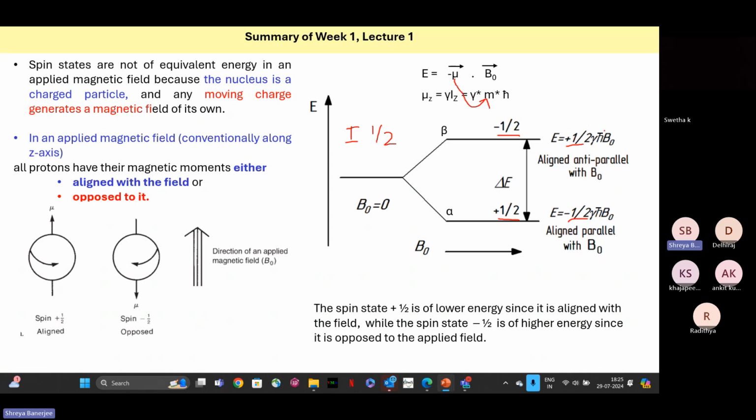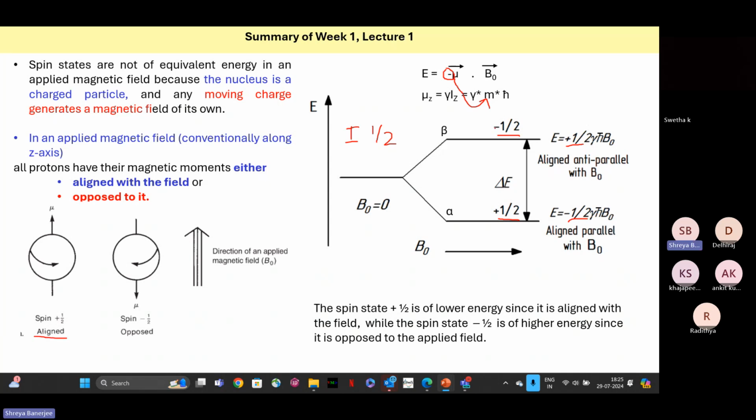Clearly, because your gamma, h bar and b0 are all positive, when you have the negative sign, that energy is lower, and with the positive sign, that energy is higher. And we call the lower state alpha and the higher state beta. As you can see, when we have positive m values, the net energy is negative because of this minus sign. So positive m values are said to be aligned.